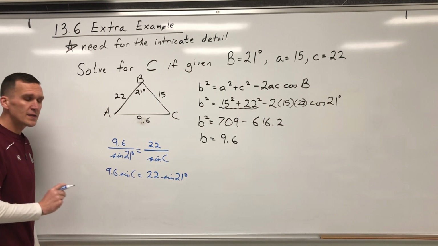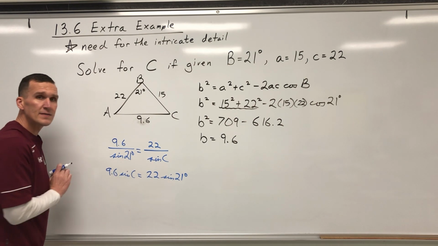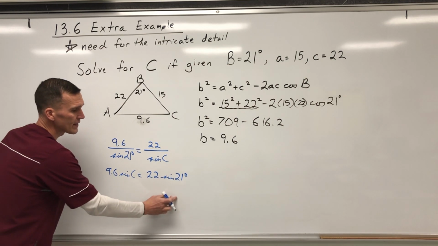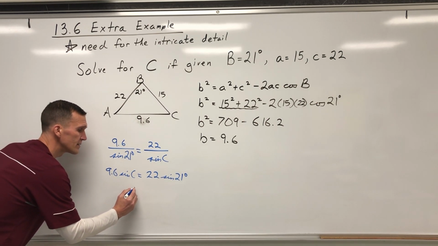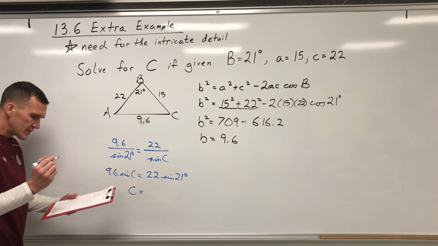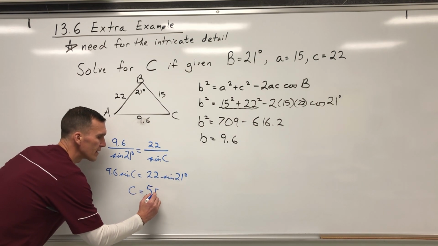I can now solve for C. I will divide by 9.6 on both sides. After I get that decimal answer over here, I'll take the inverse sine of both sides, and I will get angle C is equal to 55 degrees.